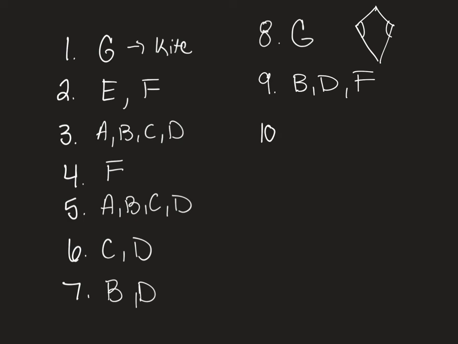All right, 10. A, B, C, D. Yes, the diagonals bisect each other. So that is A, B, C, and D. Number 11, the diagonals are perpendicular.